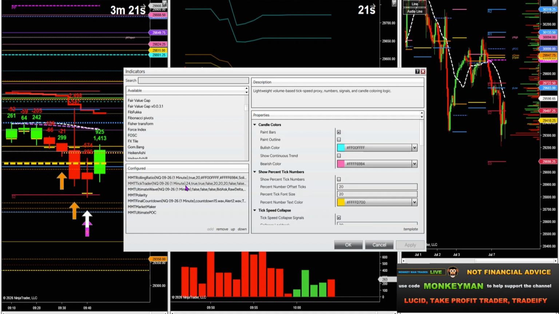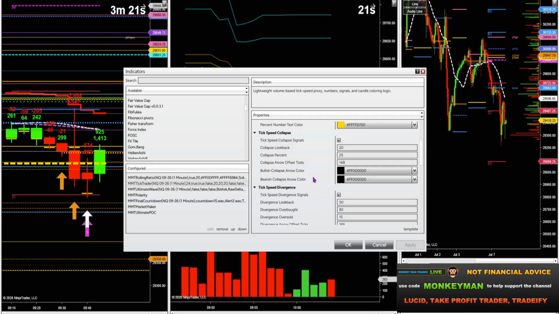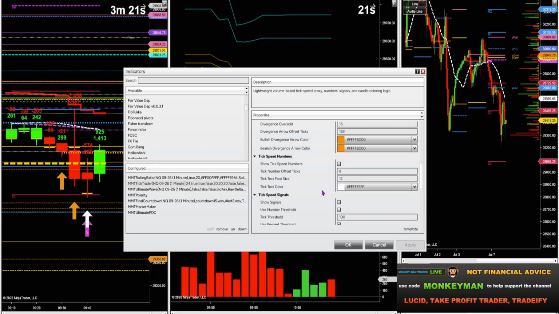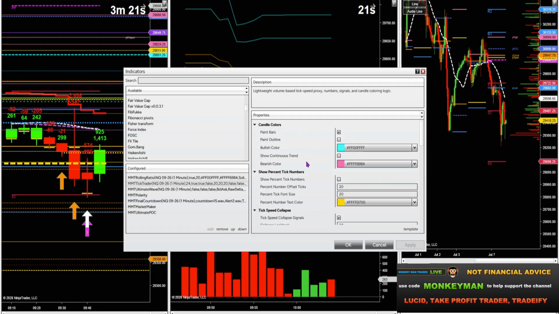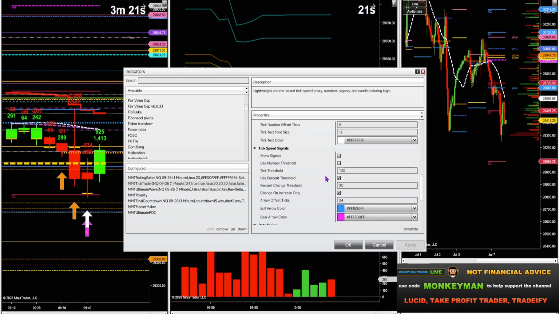Here's the new MMT tick trader. I've got it painting the bars, not the outline. I'm not showing the percent tick numbers. I'm not showing the tick speed numbers. I'm not showing the tick speed signals. The candle colors are showing me when these thresholds are being exceeded. Right now I am currently using the percent threshold with a percentage of 20.